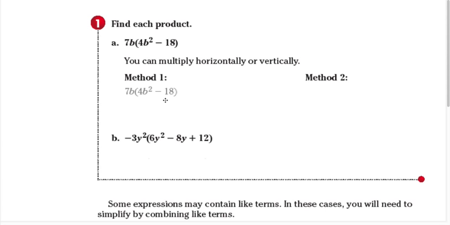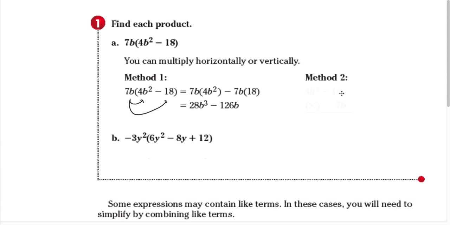Let's do horizontal multiplication. In horizontal multiplication, we apply the distributive property: 7b times 4b squared, 7b times negative 18, will give us 28b cubed minus 126b. Again, how do we know this is in simplest form? Because we have no parentheses and no like terms.